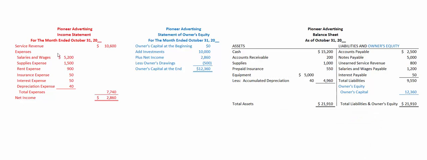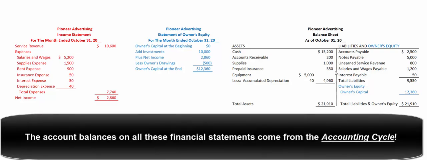Well, how do we know our salaries and wages expense was $5,200? How do we know that prepaid insurance had a balance of $550 at the end of the year? We know that because we keep track of the balances in those accounts in a process called the accounting cycle, where we make journal entries to record transactions, we make adjustments to get them into the right periods, and we close them out at the end of the year.